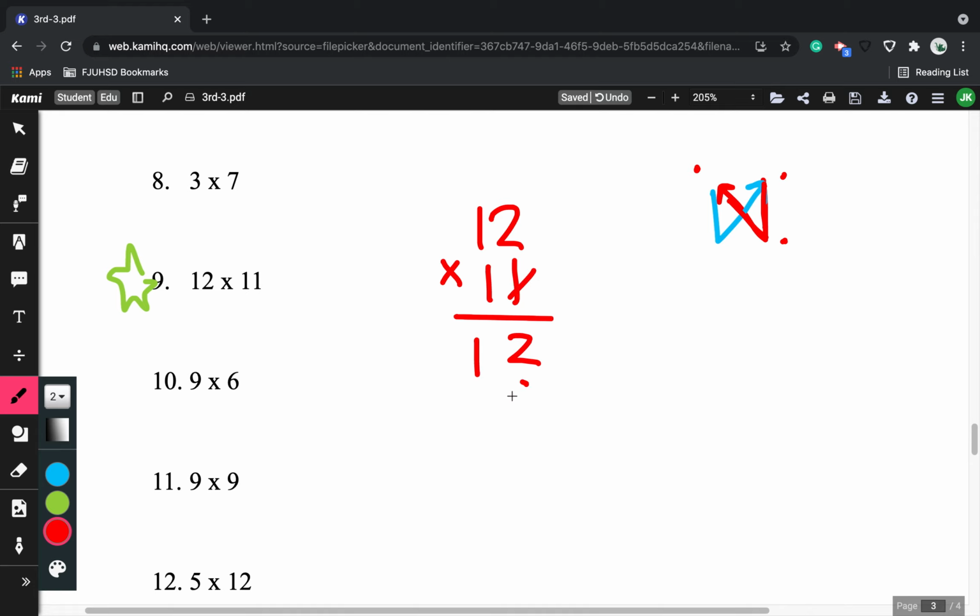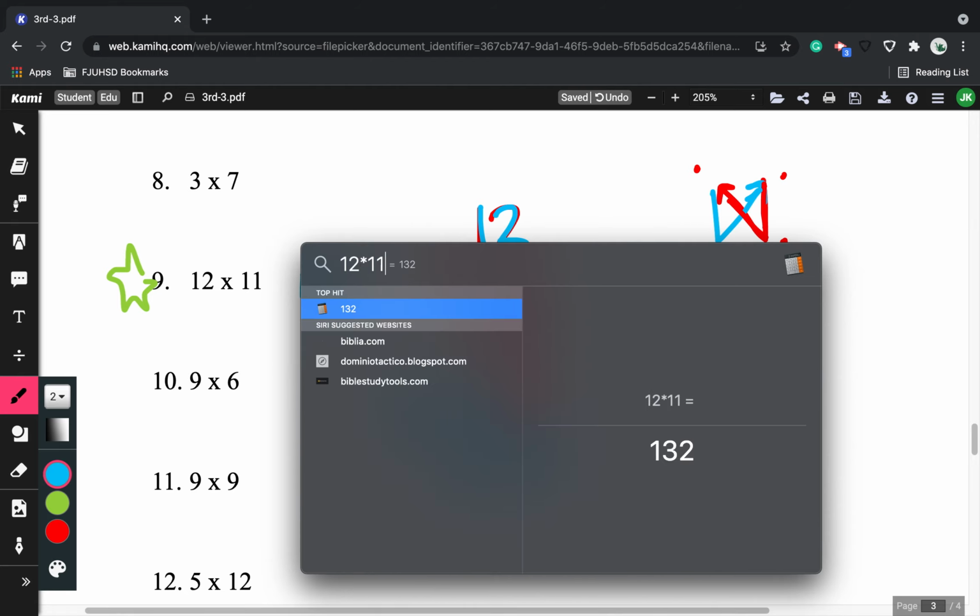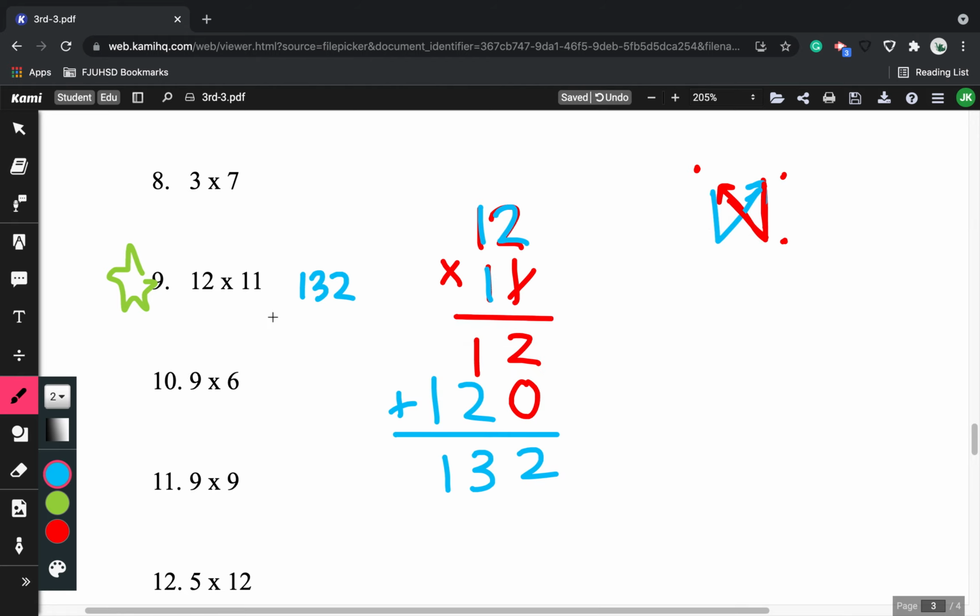Now you scratch it out, 0. Because now we're going to focus on this side. This is what we're focusing on now. And then you go like this. So 2 times 1 is 2. 1 times 1 is 1. Add them all together. And the answer should be 132. And let's make sure we did this correctly. 12 times 11 is 132. So yeah, there you go.